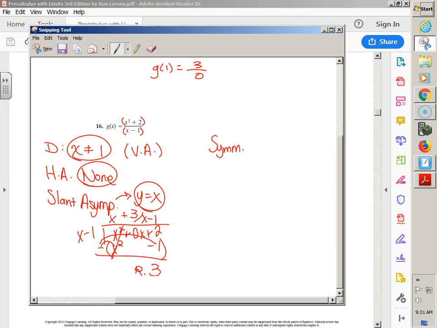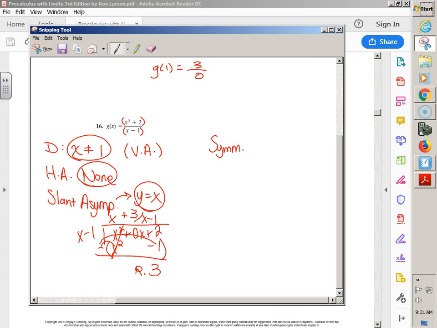Degree test. You look at the highest powered term, and if the top wins, always none. If the bottom wins, anybody remember? Bottom wins, 0. It's dividing, dividing, dividing. It's going to go infinitely small. And if there's a tie, ratio of the leading coefficients. And horizontal asymptotes, if there is one, are always y equals, because they're horizontal lines.